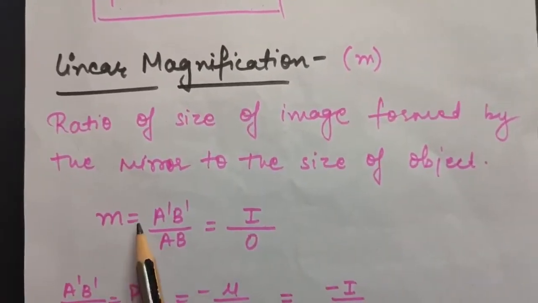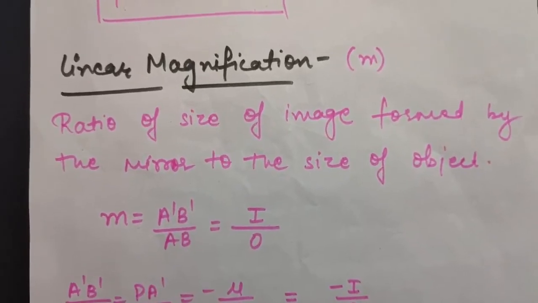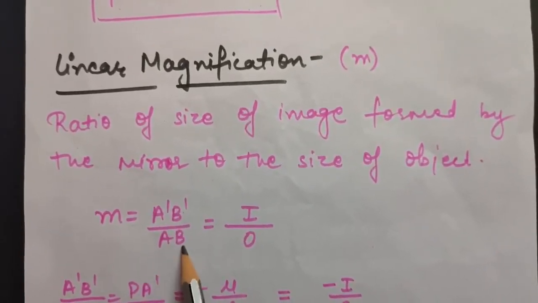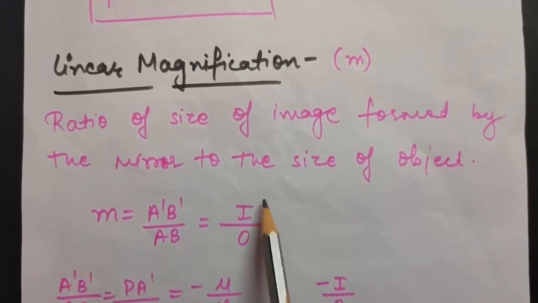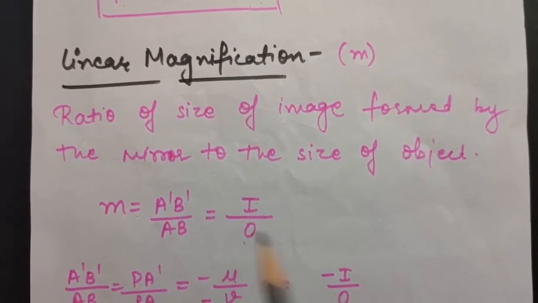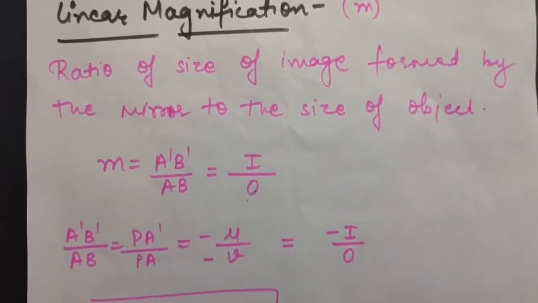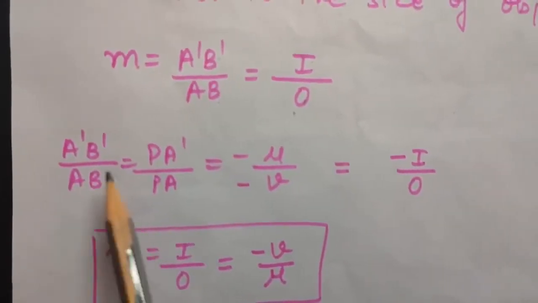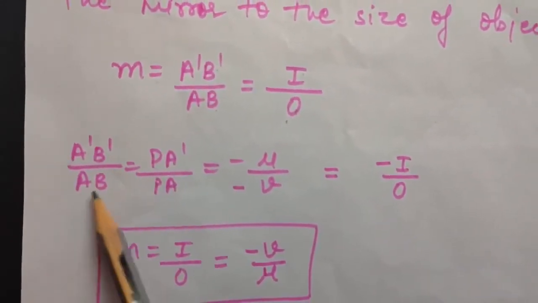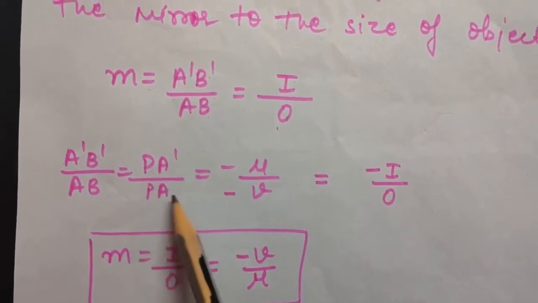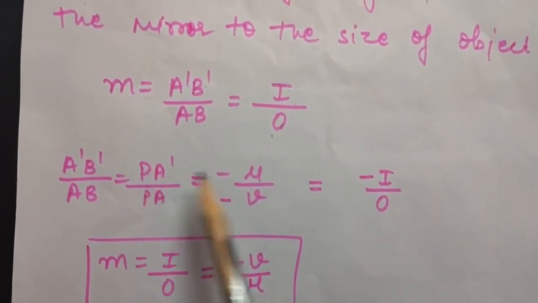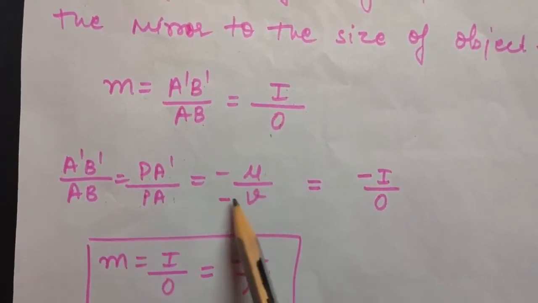As you know, we denoted the image by A'B'. The height of the image was A'B' and the height of the object was AB. So therefore magnification is nothing but the size of the image, that is I, upon the size of the object, that is O. Now while deriving the mirror formula, this was our second equation. You can see in that A'B' upon AB is equal to PA' upon PA was our second equation. As I told you there, PA' is minus V and PA is minus U.